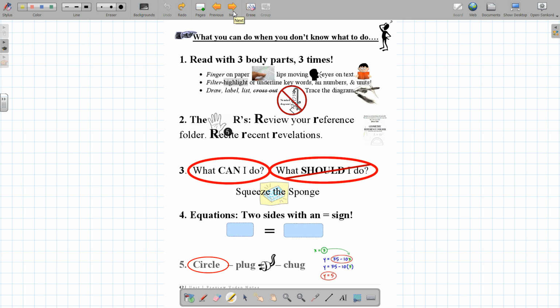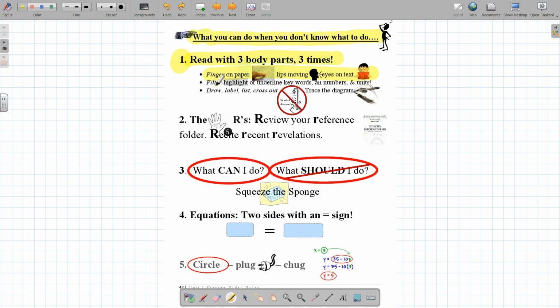Round 3, you draw, label, list, cross out. You physically trace and draw on your diagrams. This little icon means no naked diagrams. You should physically label, draw, trace, shade, stretch, sweep all diagrams. You are physically interacting. Dress up your diagrams.